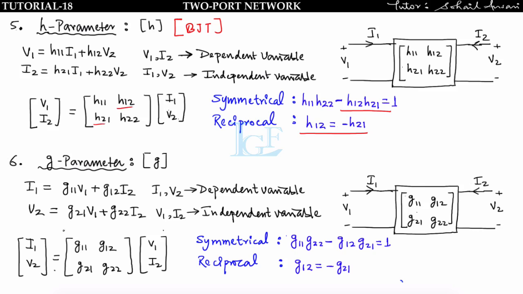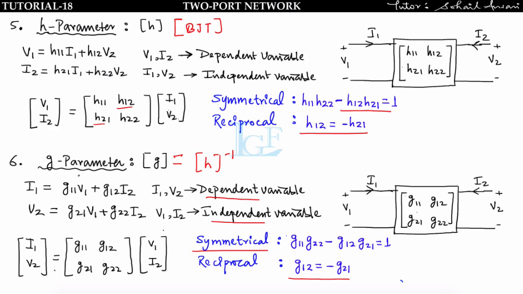Similarly, we can represent G parameters as the inverse of H. Here I1 and V2 are the dependent variables and V1 and I2 are the independent variables. So I1 is equal to G11 V1 plus G12 I2 and V2 is equal to G21 V1 plus G22 I2. In this case the condition for symmetrical is G11 G22 minus G12 G21 is equal to 1, and the condition for reciprocal is G12 is equal to minus G21.